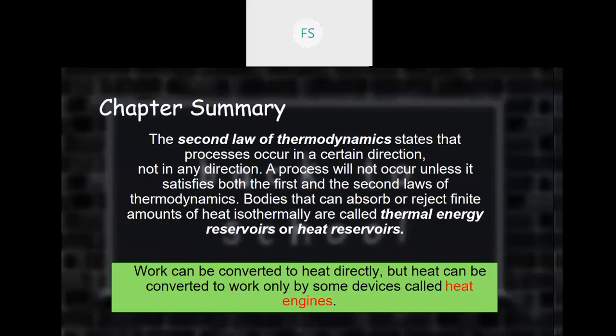Bodies that can absorb or reject finite amounts of heat isothermally, where temperature is constant, are called thermal energy reservoirs or heat reservoirs. And they have two, right? Source and sink. Please remember that. Work can be converted to heat directly, but heat can be converted to work only by special devices called heat engines. So if you want to convert heat to work, you need a heat engine.